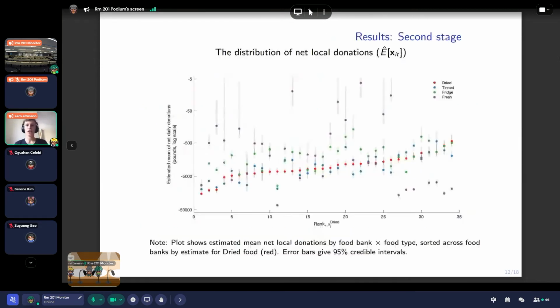Next. So I'm now just going to present a few results. Here we have the mean of these net donations. On average, these are negative, which tells me that food banks give out more food than they receive from their local donors. And the key takeaway here is that we have a large degree of systematic heterogeneity, both across food banks and within food banks across different types of food.